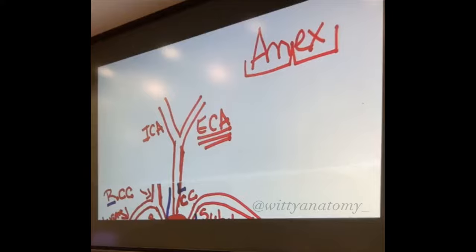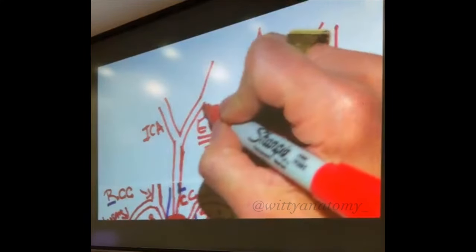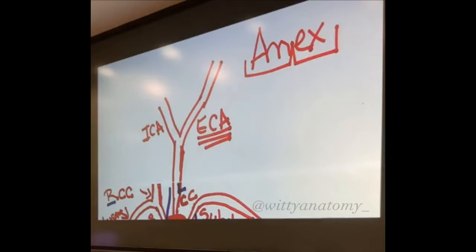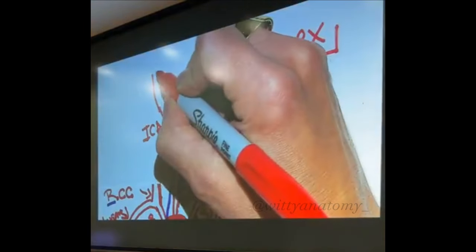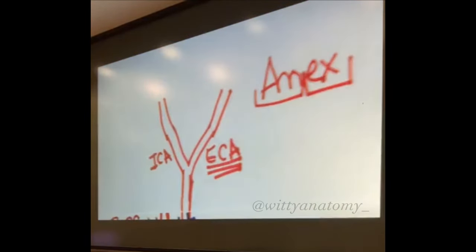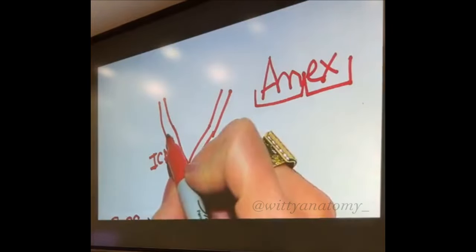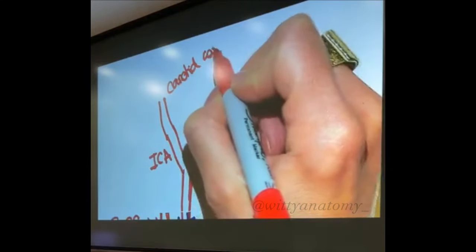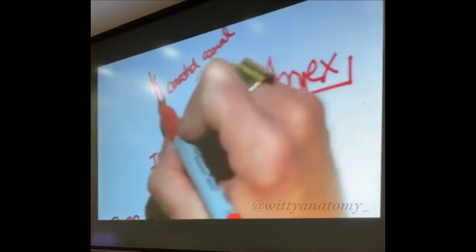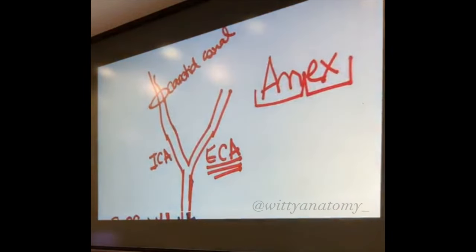Are we good? The external carotid artery is the one that will give blood to the external aspect of our skull and the face. The internal carotid artery is the one that will go through a hole in the temporal bone. What's the name of the hole? Carotid canal of the temporal bone. So the internal carotid artery will go through the carotid canal and will deliver blood to the brain itself.